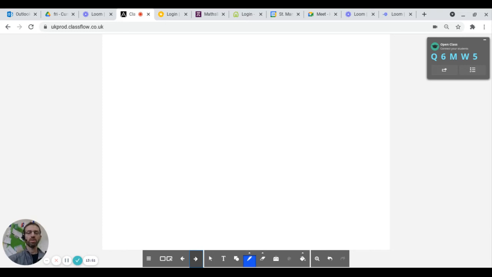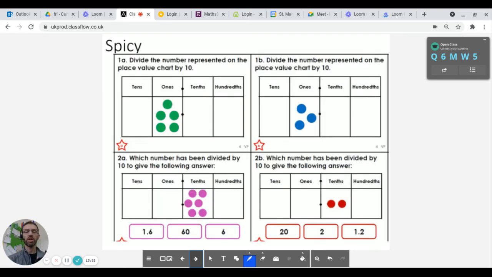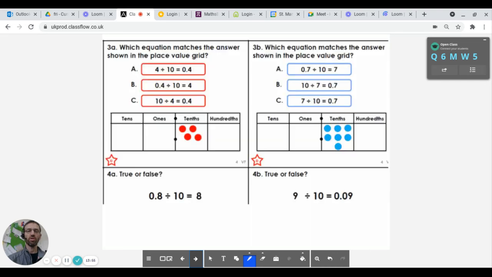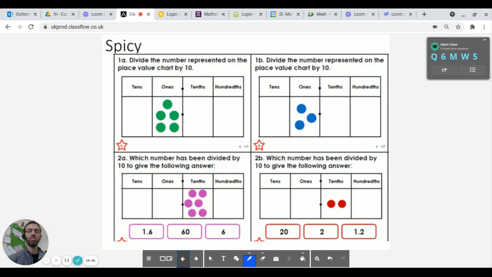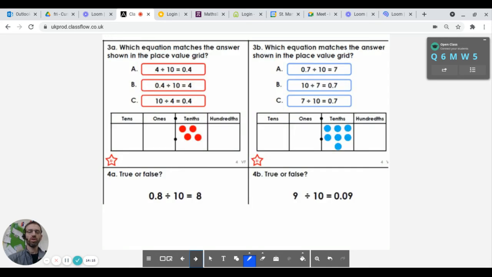Yep, time for your work. So, spicy work, you've got 1, 2, 3, 4, yep, and 5, 6, 7, 8, or should I say 3A, 3B, 4A, and 4B. Remember to use the correct question numbers when you're writing your answers in your books. Have a go at those now. Pause the video for this screen, and we'll move on.